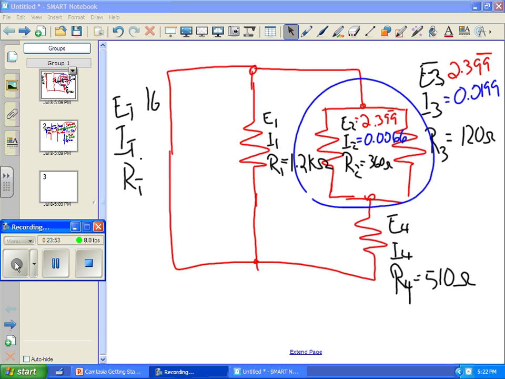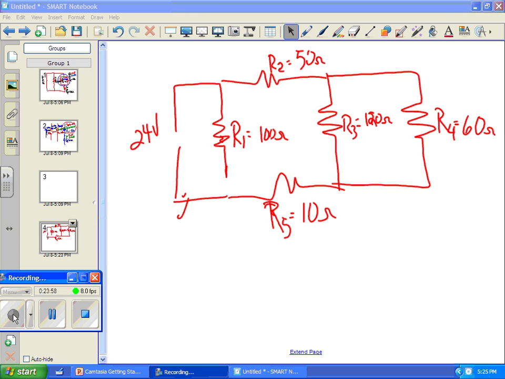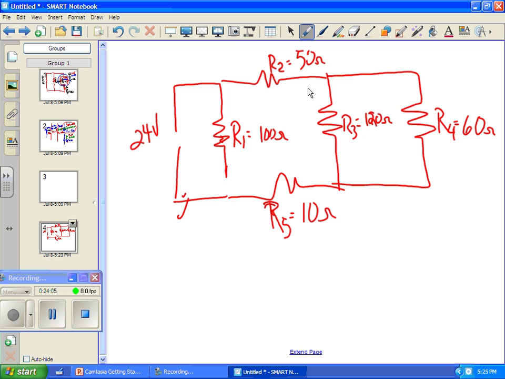But let's do one more just in case. All right, we have this fairly complex looking problem, which is really not that hard, because we can see that the first simplification is we're just going to cut this thing off.